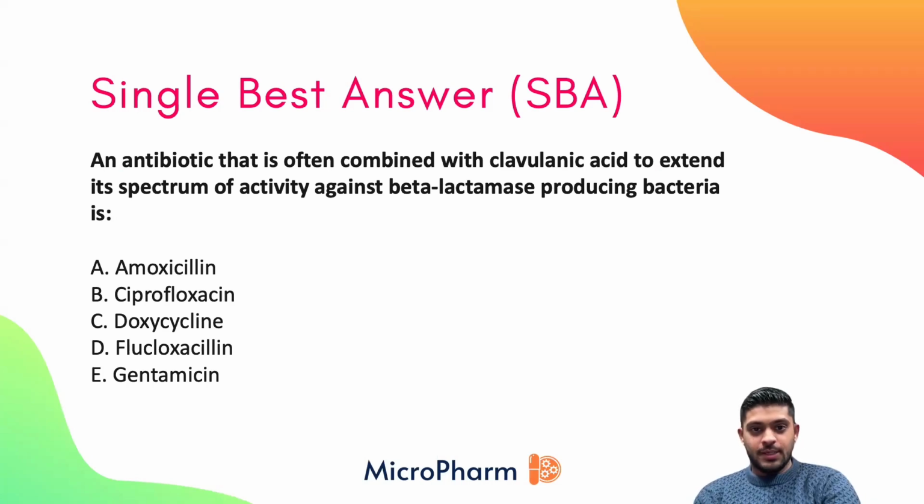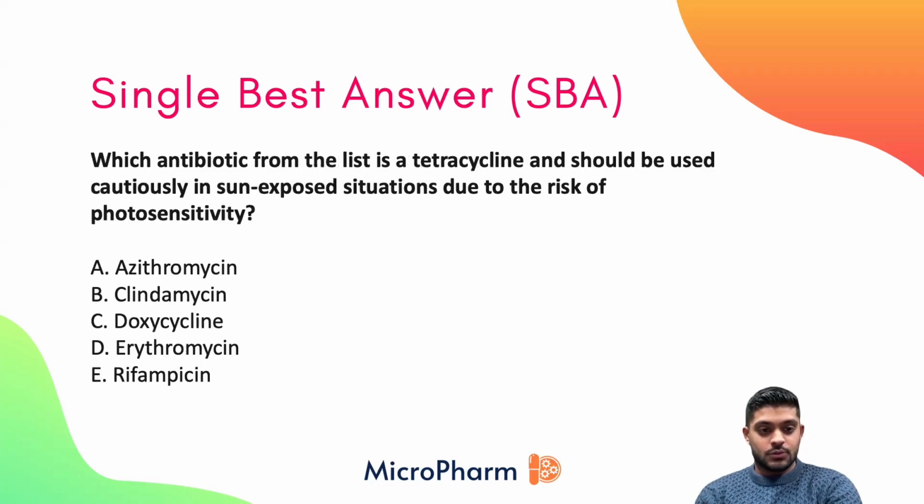100% of you have put down A. That's correct. Amoxicillin is combined with clavulanic acid to give you co-amoxiclav. In the co-amoxiclav, the clavulanic acid is a beta-lactamase inhibitor and allows the amoxicillin to work, and inhibits beta-lactamases that are produced by bacteria. Let's go to question number 2.